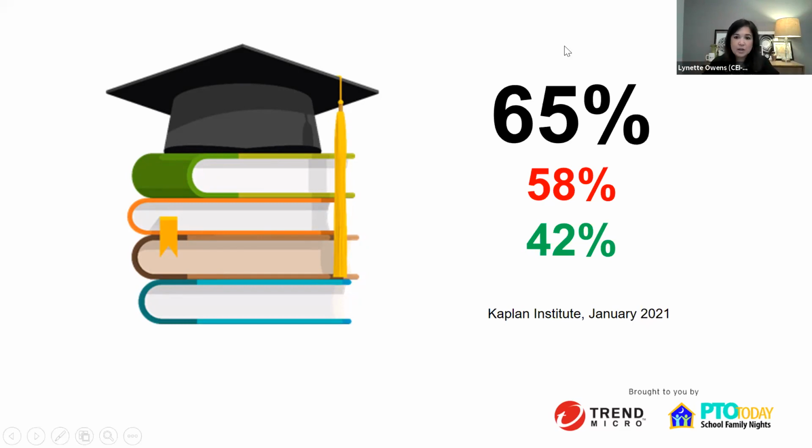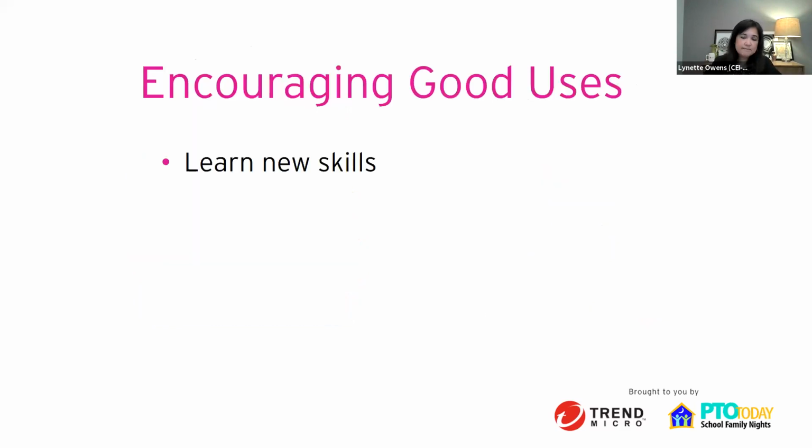This is why encouraging good uses is just as important as telling our children what not to do. How can we do that? Well, you probably are already doing this. Your children are probably already using YouTube or even TikTok to learn new things. They're using the internet in a positive way like that. They might be promoting a cause. Maybe their school is trying to raise money for something.